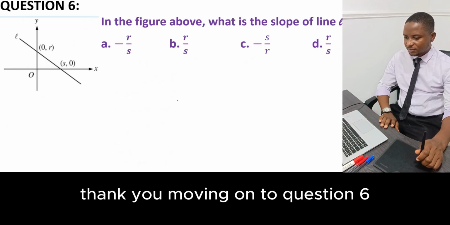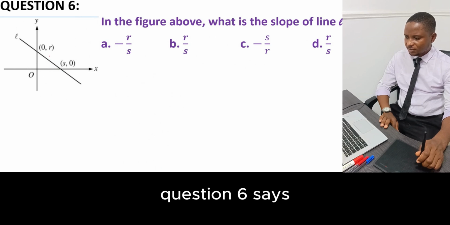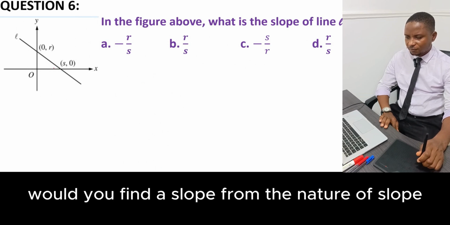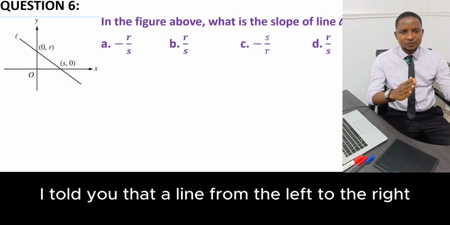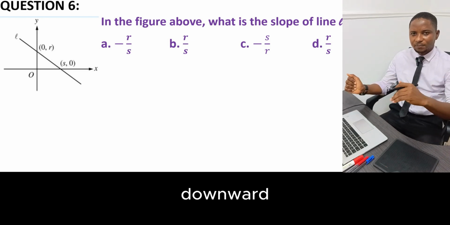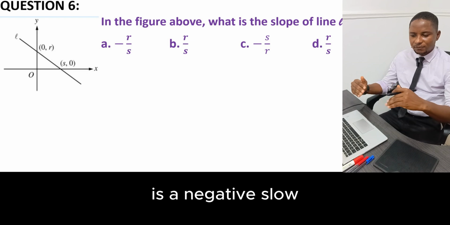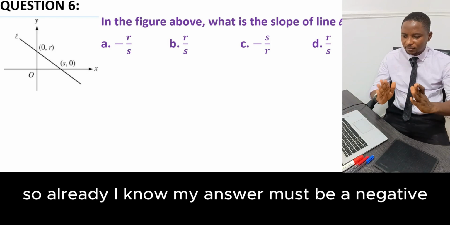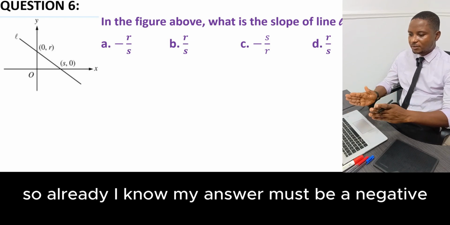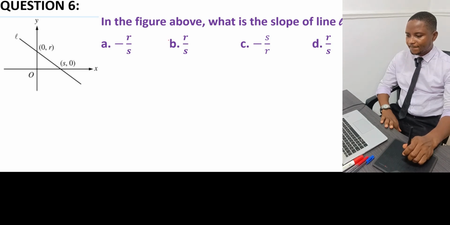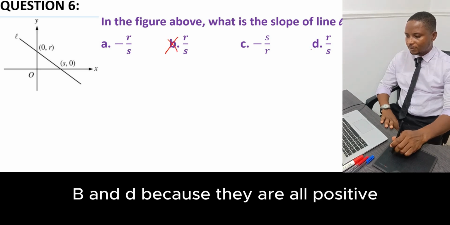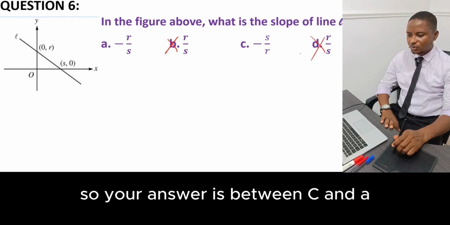Moving on to question 6. Question 6 says we should find the slope. From the nature of slope, I told you that a line going from the left to the right downward is a negative slope. So already I know my answer must be a negative. With that, I can eliminate B and D because they are all positive. So your answer is between C and A.